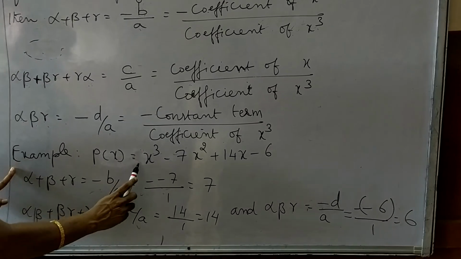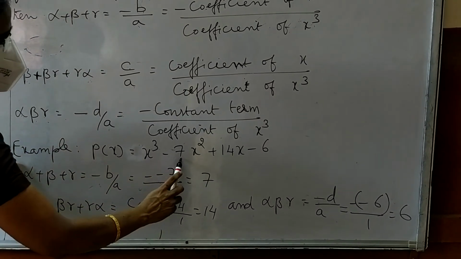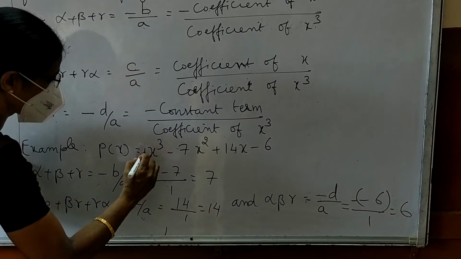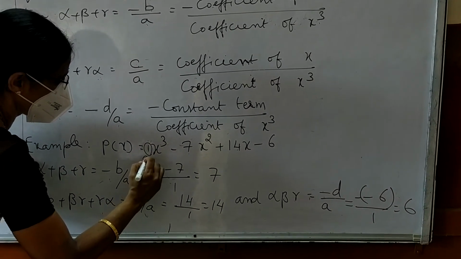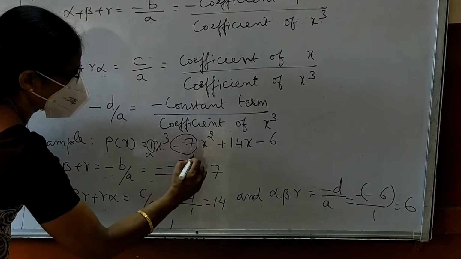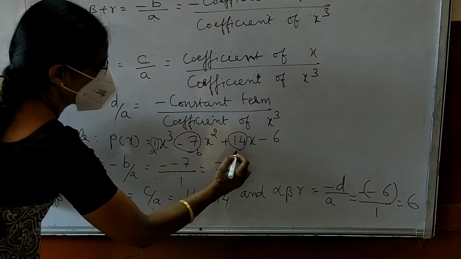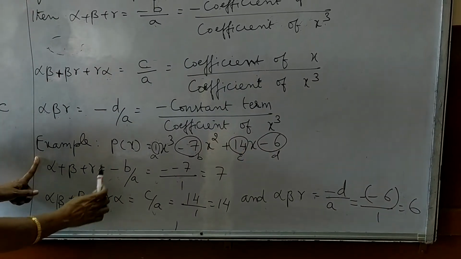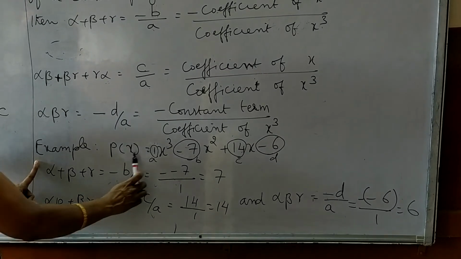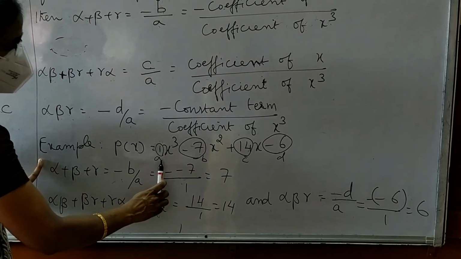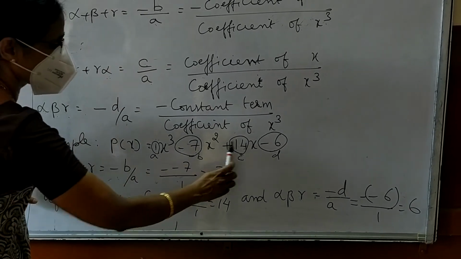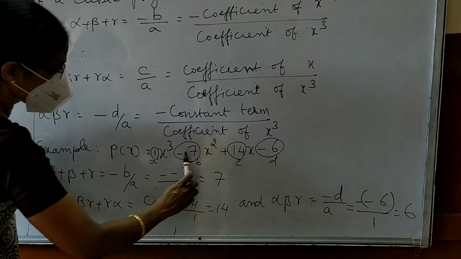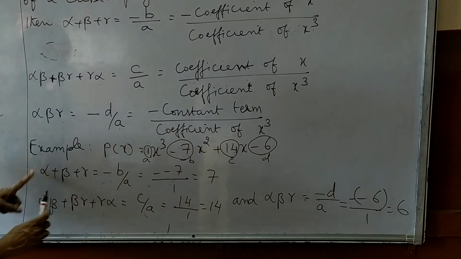We are given p(x) equals x cube minus 7x square plus 14x minus 6. Here no number is there, therefore I take this as 1. So this is our a. A is equal to 1. This is minus 7, we take it as b. And this is c, 14. And d is what? D is minus 6. So remember, when sum or product is given, we should remember the standard form. We should compare it with the standard form. We should write it in the standard form, starting with cube, then square, x and the constant term. If anything is missing, 0 can be taken in its place.